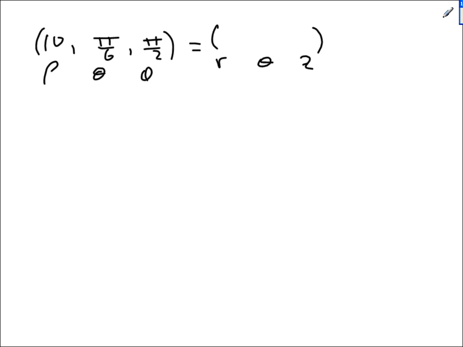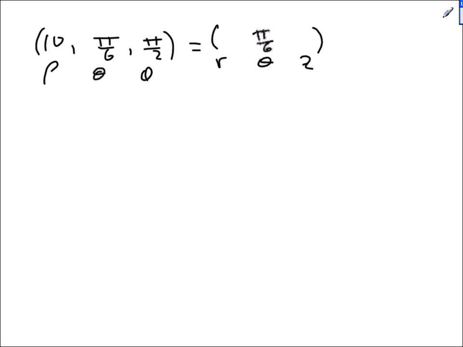Suppose I give you 10, pi over 6, pi over 2, where that's rho, theta, and phi. It is spherical, and I want you to go to r, theta, z. Well, they gave us theta. Not going to turn that down.